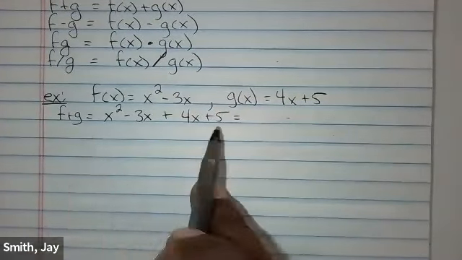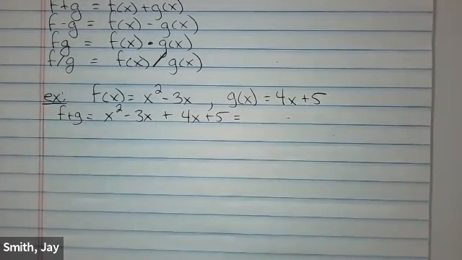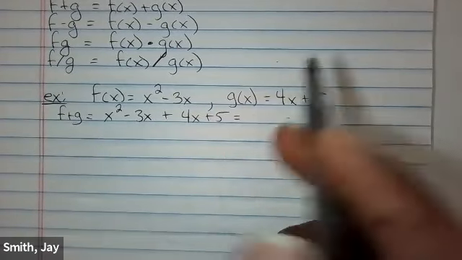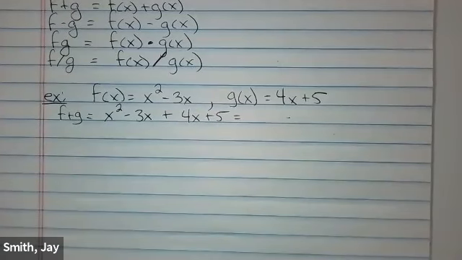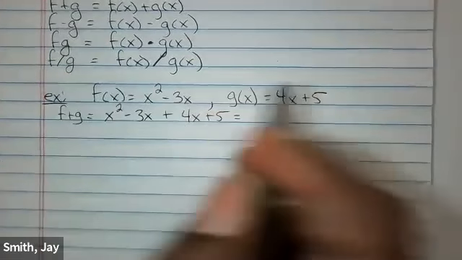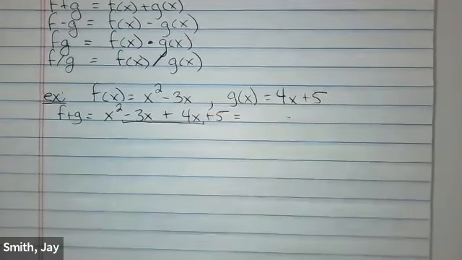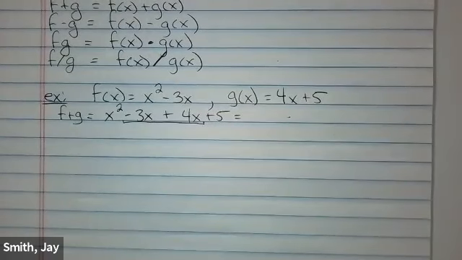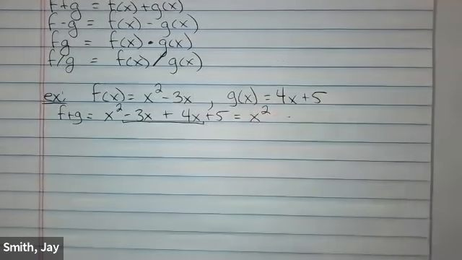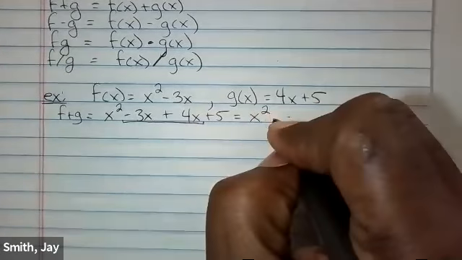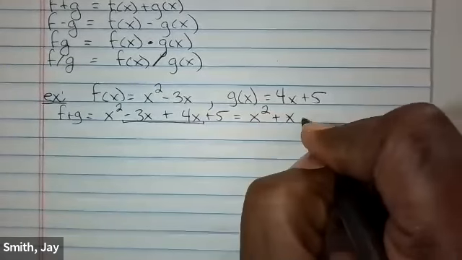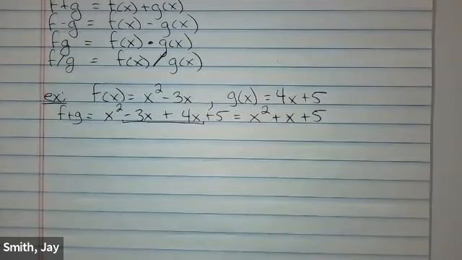So all we're really doing is combining like terms because we're adding them. We don't have to worry about the parentheses. We can drop those off. And I'll go over when you need to really focus on putting in parentheses, because that's a very common mistake that I see. Here we only have two like terms, namely negative 3x and positive 4x. This means that x squared is going to be a part of my answer. Negative 3x plus 4x, or 4x minus 3x, leaves me with a positive x. And we don't have any like terms for positive 5. So f plus g of x is actually x squared plus x plus 5.